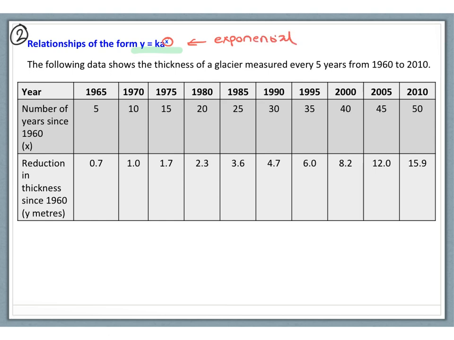Now, we're going to look at some data which shows the thickness of a glacier measured every 5 years from 1960 to 2010. So our x variable represents the number of years since 1960, and our y variable represents the reduction in thickness since 1960 of the glacier measured in metres.